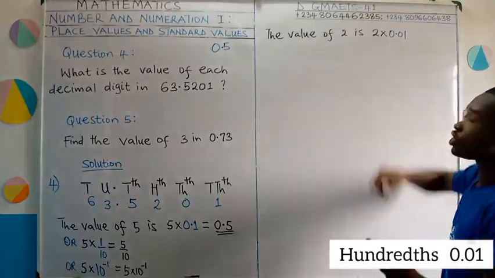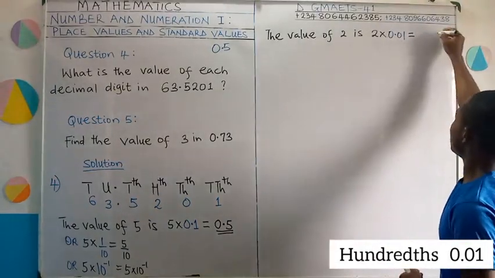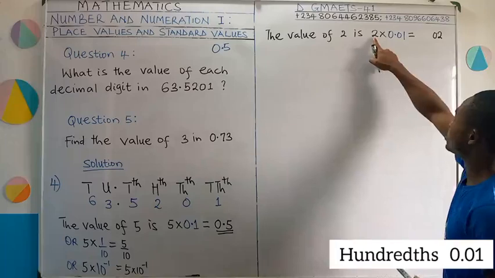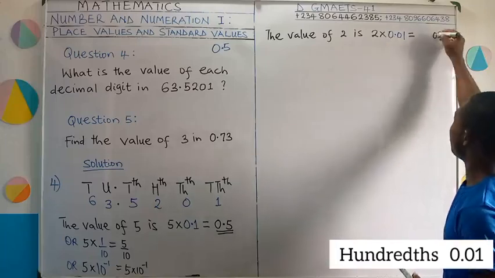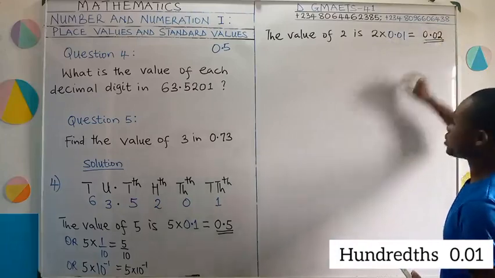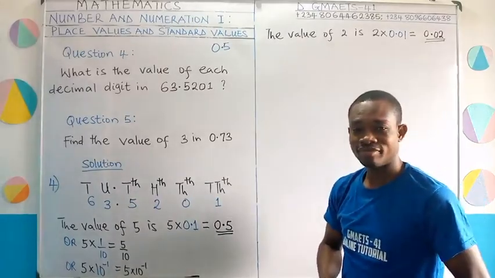Now if you multiply this, you get 0.02. 2 times 1 will give us 2. 2 times 0 will give us 0. Before multiplying 2 by this 0, you have your decimal point. Then 2 times this 0, you have your 0. So 0.02 is the answer. Let us move on to the next one.